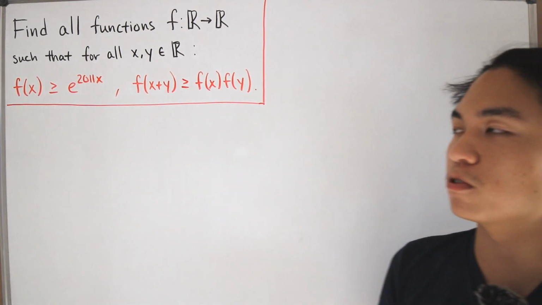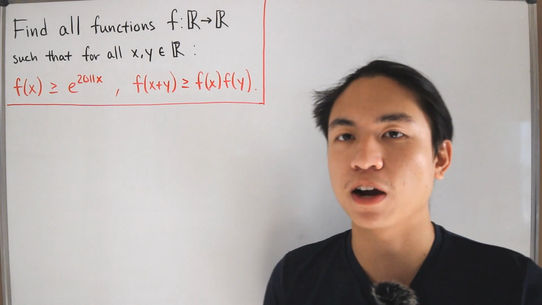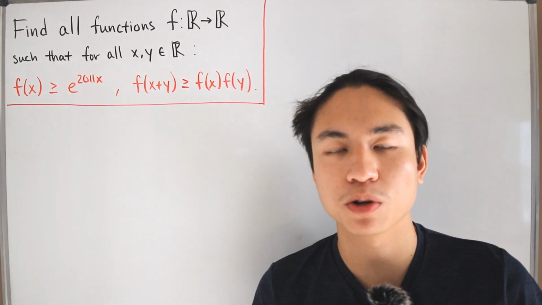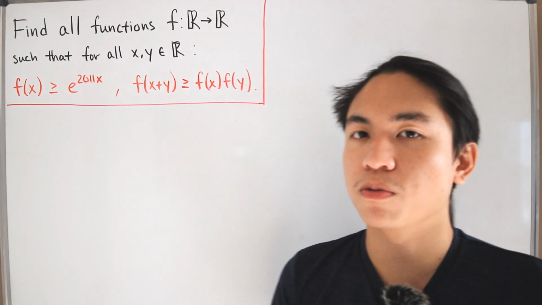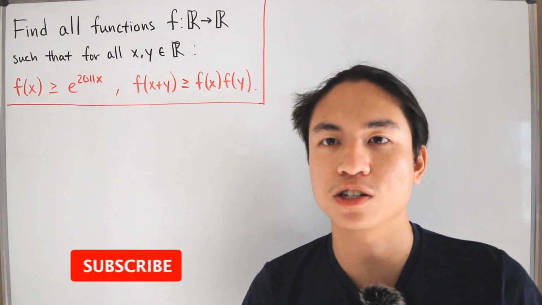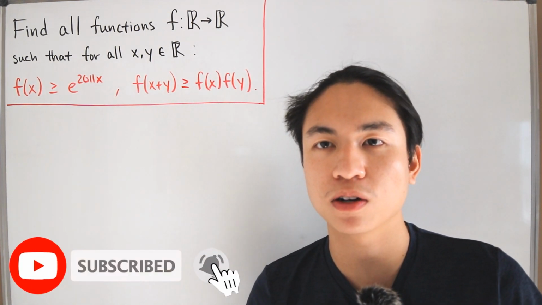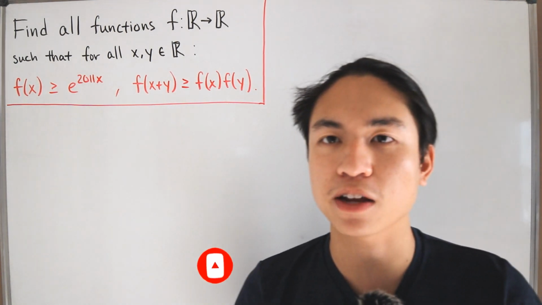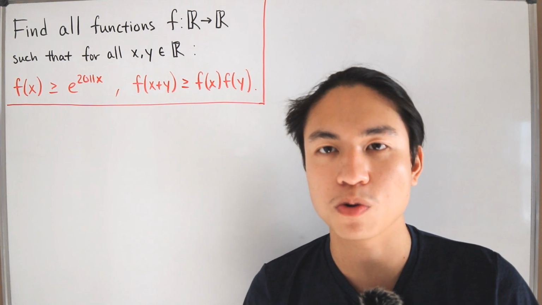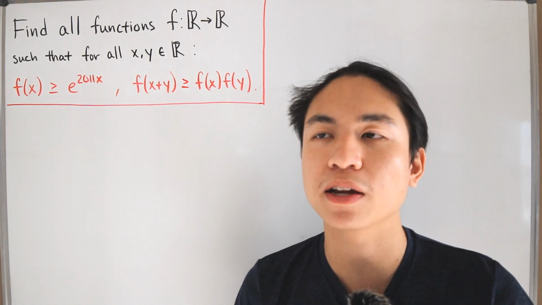Here we have a functional equation that we'd like to solve, and that is to find all functions f mapped from the reals to the reals, such that for x and y that are real numbers, it must satisfy the following conditions. We have that f of x is greater than or equal to e to the 2011 times x, and then f of x plus y is greater than or equal to f of x times f of y.